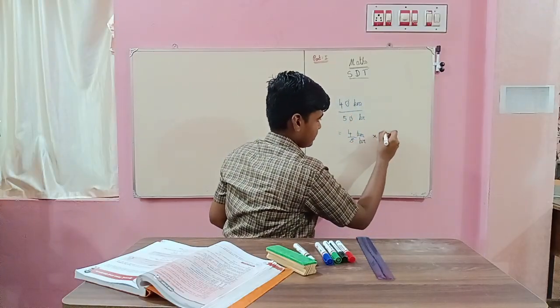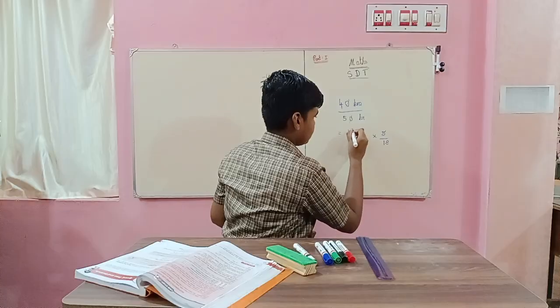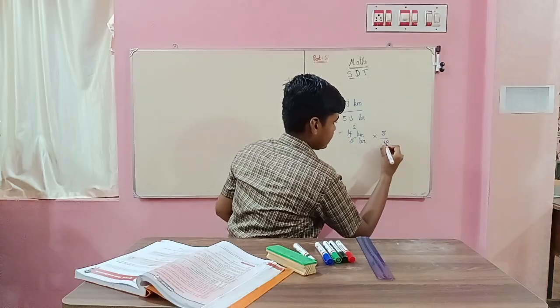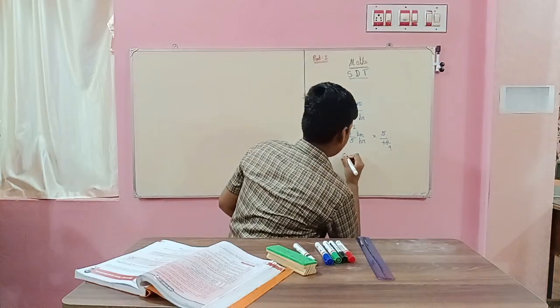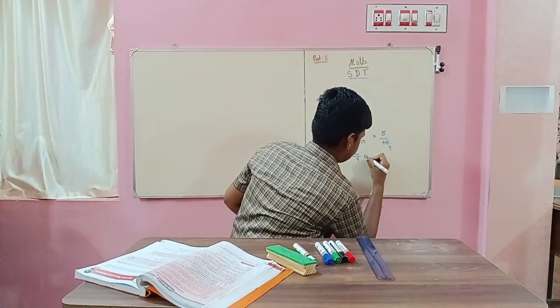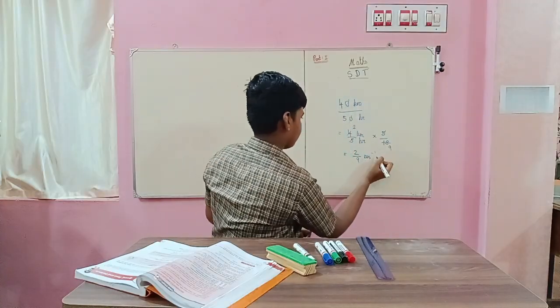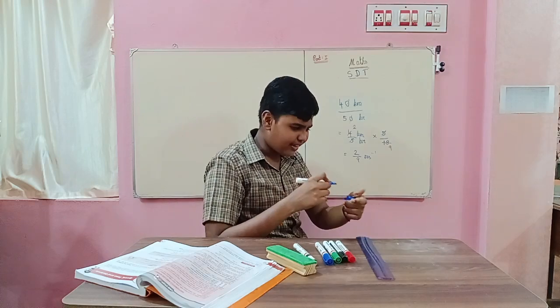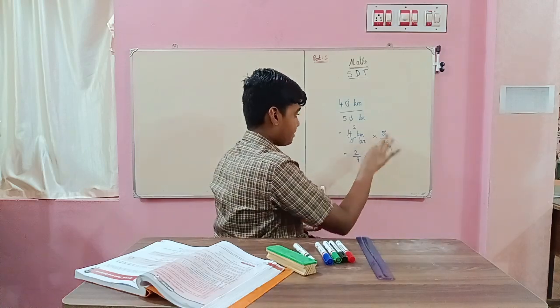Okay? 5 gets cancelled. This gets to be 2. This gets to be 9. So the answer is 2 by 9 ms minus 1. Hope you understood it. Okay? It's very easy. Multiply by 5 by 18.